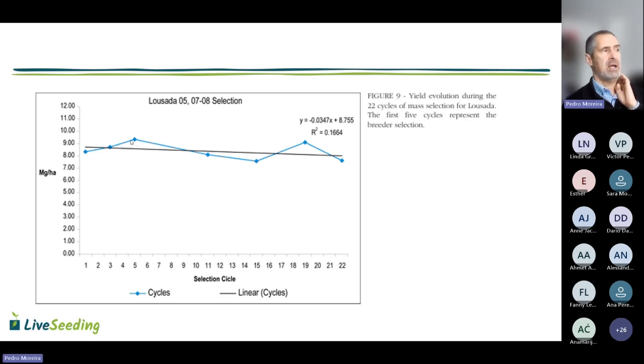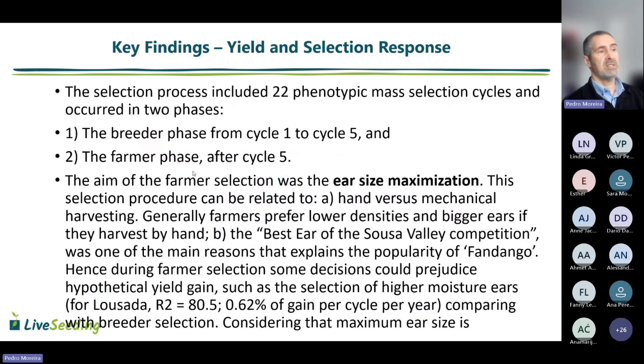And as you can see here, with the farmer there were other important issues that were also considered, and we have more fluctuations, like you can see. Both selections were important and addressed the issues of each one. Because with the farmer selection, what we saw was ear size maximization.